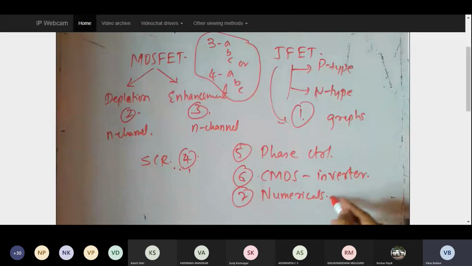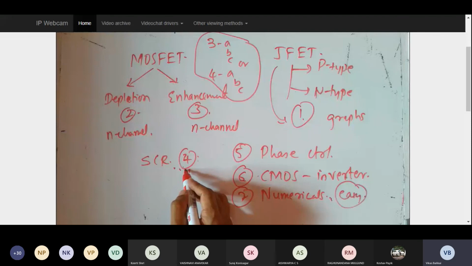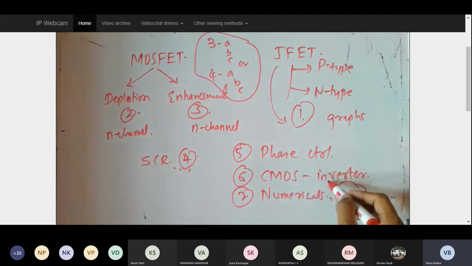Numericals are very easy, damn easy, and even if you do selective reading, you can easily score here. But let us not do selective reading because this unit is a very easy unit. Go with the two transistor model of SCR, CMOS inverter, and numericals, definitely. And MOSFET and JFET operation should be on the tip of your tongue. The moment any question is asked on MOSFET and JFET, you should be able to answer it in a quick amount of time. So that's about the concepts of MOSFET and JFET and this entire module number 2.